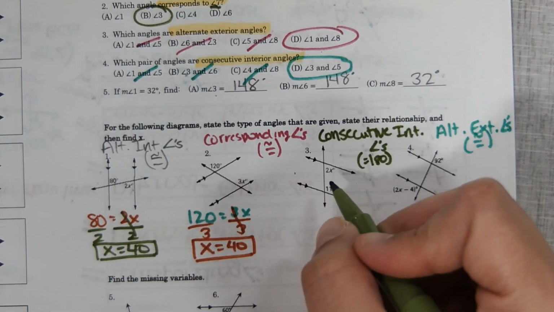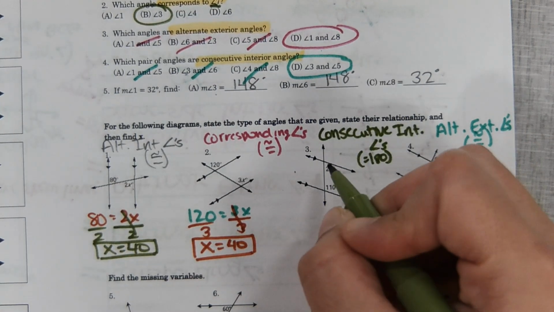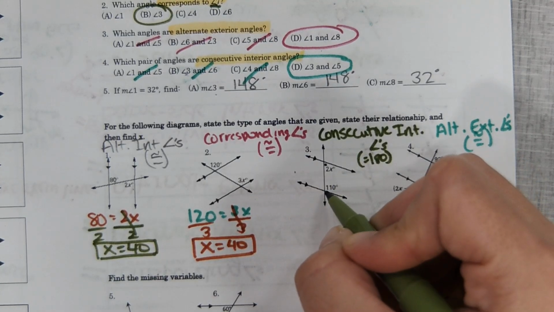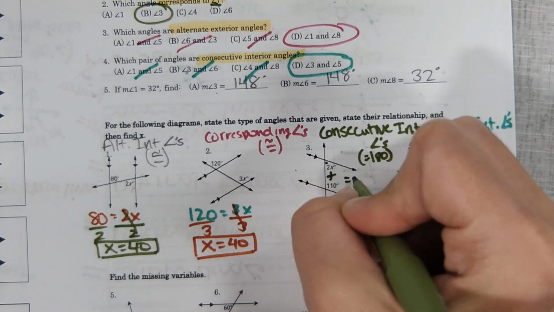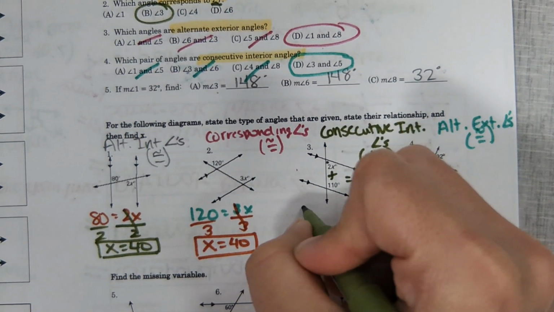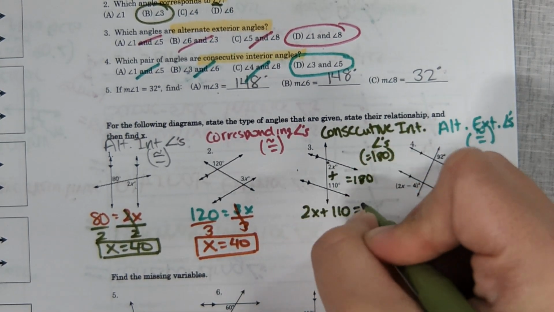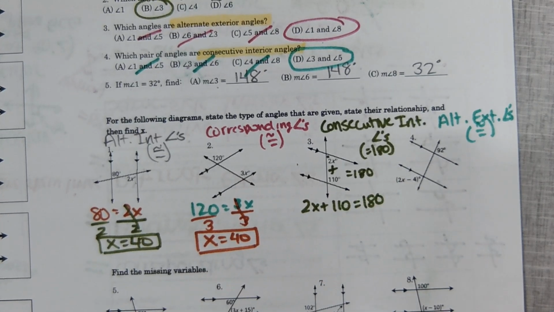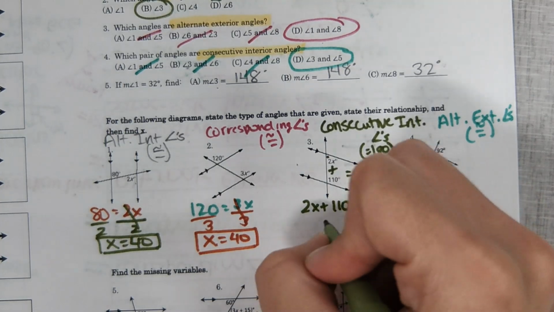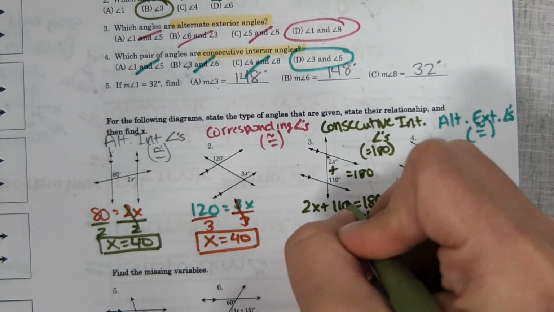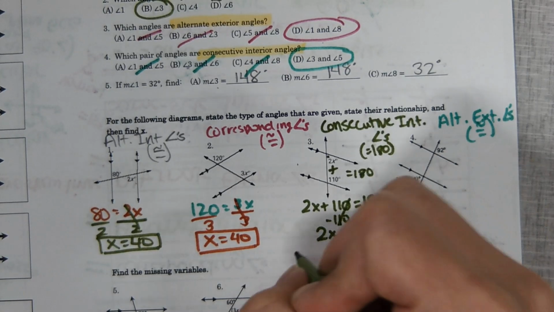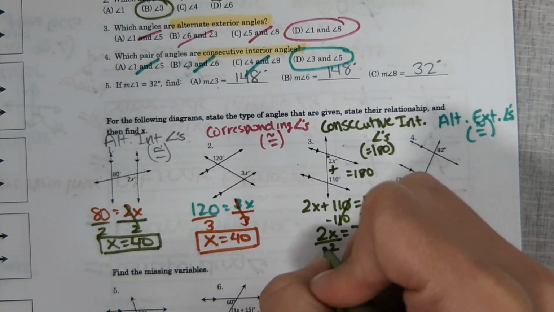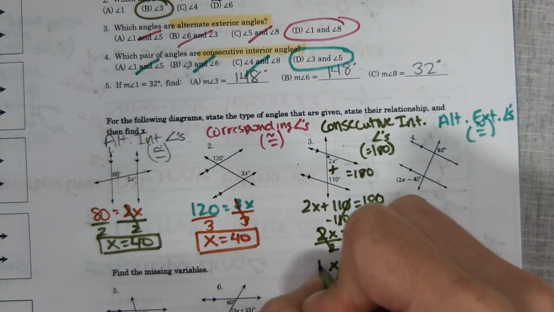Number 3, this one's a little bit different. These angles aren't equal. We can even see that visually, like this is an acute angle and this is obtuse. So they aren't equal, but they are supplementary. So this plus this equals 180, and that's how we'll set up the equation. So 2x plus 110 equals 180, and we can use that to solve for x. So we subtract 110 from both sides. 2x equals 70. Then divide by 2, and x equals 35.